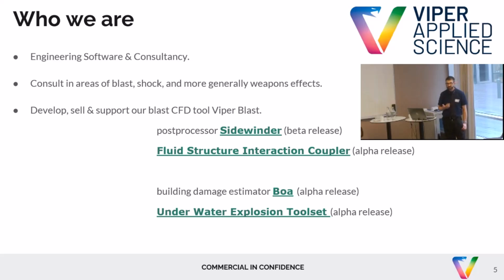We also have an in-house post-processor called Sidewinder that, again, I'll be discussing in quite a bit of detail later on today. A fluid structure interaction solver, which is in the alpha release. And then we also have some other software development in progress, including a building damage estimator, an underwater explosion calculator, and an underwater explosion CFD code. So we do have a lot of software within development, as well as some software that is available for use and purchase.